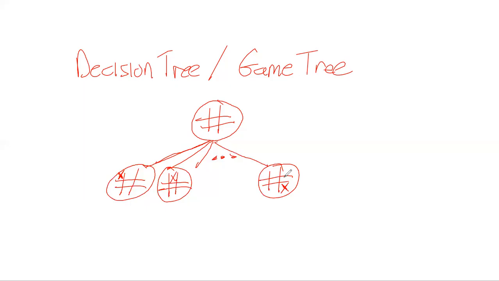Next, we can have decisions after these decisions are made. So after, for example, this decision is made and we're at this state of the game, we can anticipate what the opponent might do, what player zero might do. Then there's a set of possible decisions from this point as well. For example, the player may place the zero in the second spot here.